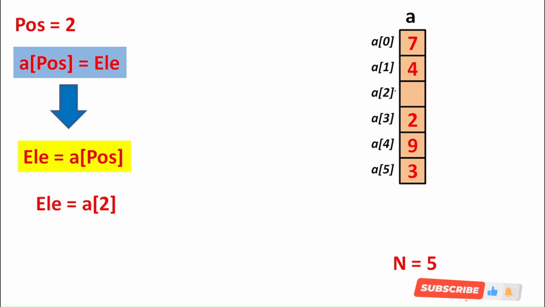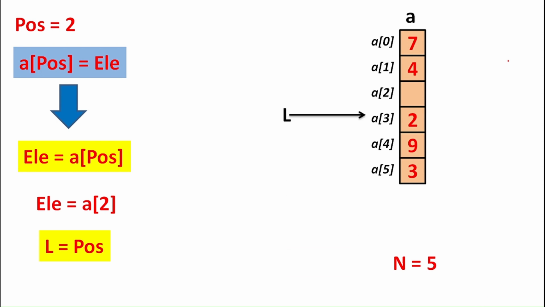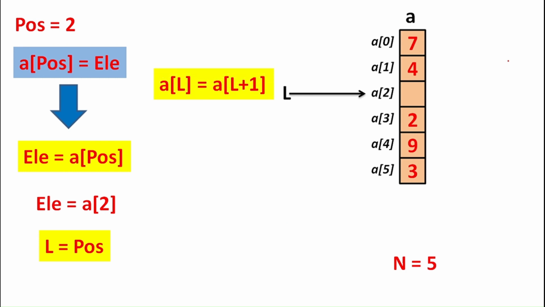To transfer this, I will use a pointer and I will place that pointer in my position, that is L is equal to position. L is my pointer, so my pointer comes here. After placing my pointer here, I will write A of L is equal to A of L plus 1. A of L is A of 2 and A of L plus 1 is A of 3. In the A of 2, I will transfer the element of A of 3. So this element will go here.